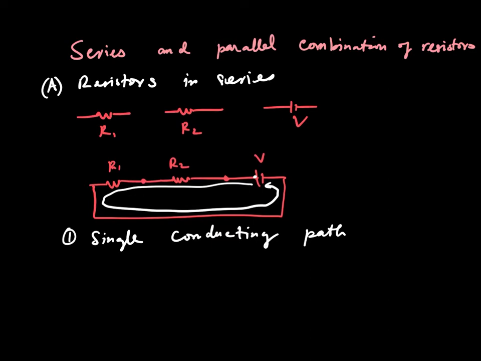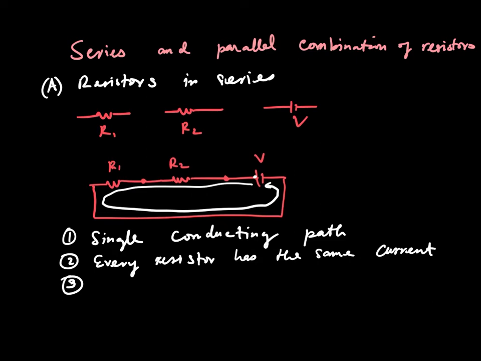A consequence of the single conducting path is that every resistor has the same current, or we could say the same current passes through every resistor, because based on the law of conservation of charge, charge cannot be created or destroyed. Therefore, for any element in a series circuit, the current will be the same.